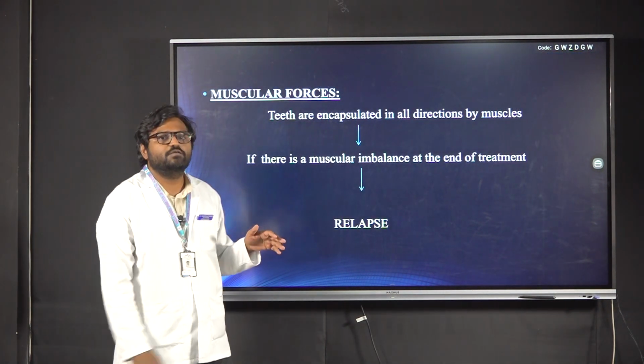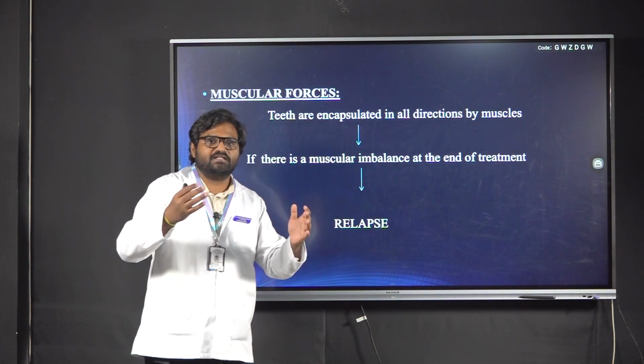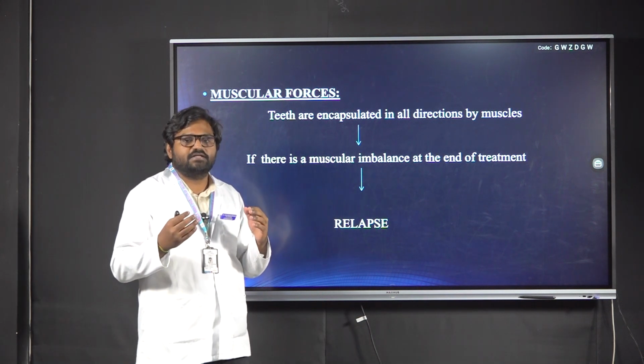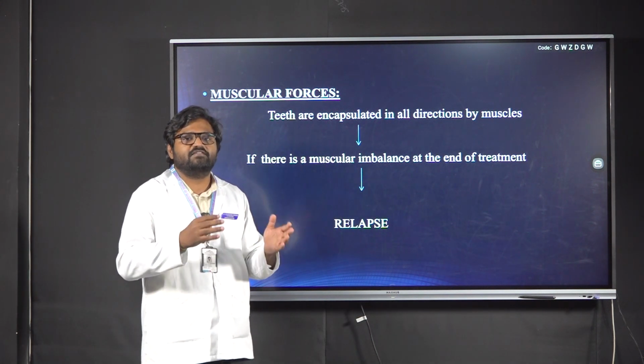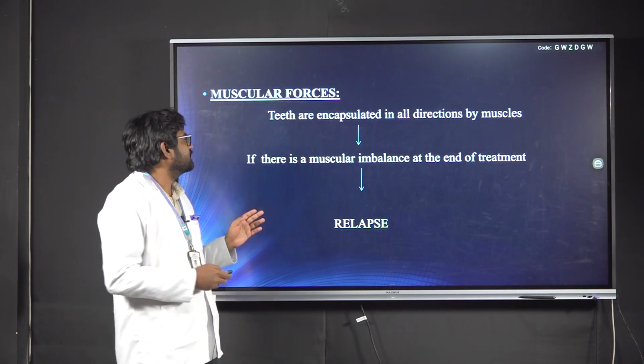Next is your muscular forces. I already said a tooth is surrounded by many muscles, so all the muscular imbalances have to be pulled away from the tooth, or they have to be encapsulated in such a way that the muscle doesn't have any force on the tooth, so they have to be removed. If not, there will be a relapse for sure.